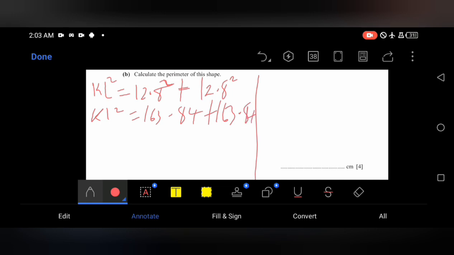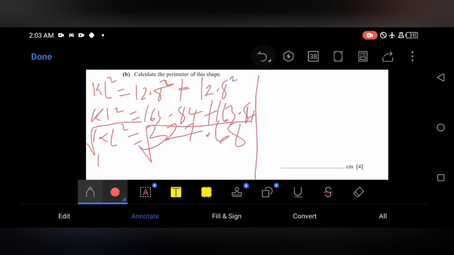Then we have 163.84. So in this case, we now have KL square to be equals to the sum of 163.84 plus the 163.84. So we are going to have that to be equal to 327.68. Now for us to find the value of KL, we take the square root of both sides. By taking the square root of both sides, we have the value of KL to be equals to 18.1019 centimeter. So that's the value of KL.